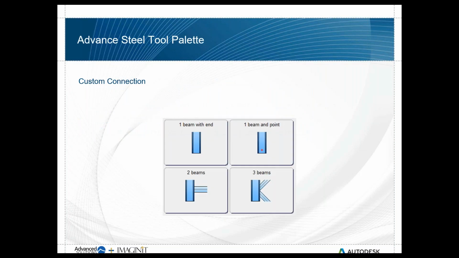So again, looking at the custom connections that we have, when we go to our advanced steel tool palette, we have 4 different types of custom connections that we can create through there. Again, 1 beam with end, 1 beam and point, 2 beams, or 3 beams. We can go in and create these custom connections to use for multiple purposes.